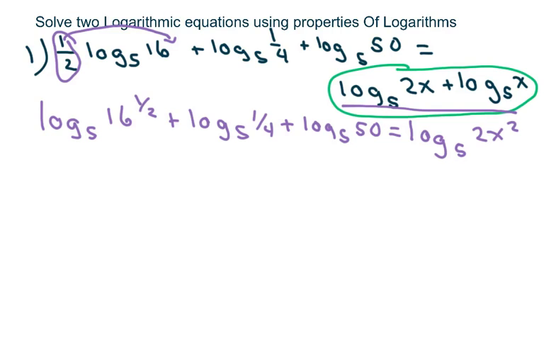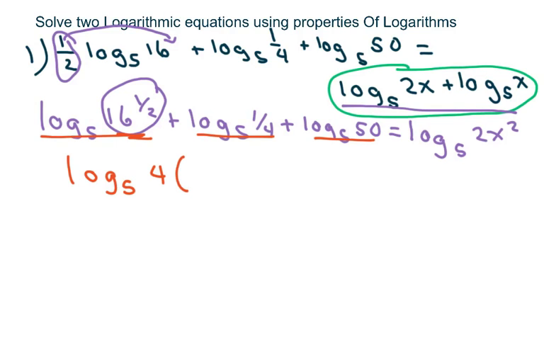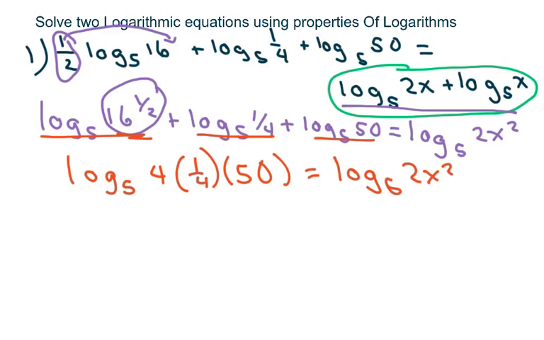Okay, now this is actually the square root of 16. And I'm going to combine all of these using the product property. So this is going to be log base 5 of 4 times 1/4 times 50 equals log base 5 of 2x squared. So this whole thing equals 50.